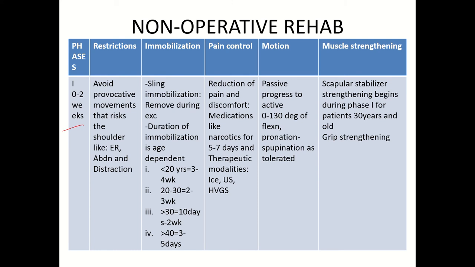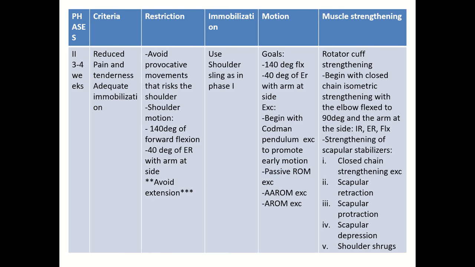Motion: passive progressing to active. First start with passive range of motion, then progress to active. In phase 1 you have to attain 0 to 130 degrees of flexion. Pronation and supination of the forearm as tolerated. No other motion is to be carried out in phase 1. Muscle strengthening protocol: scapular stabilizer strengthening is begun during phase 1 for a patient who is 30 years old, and grip strengthening is also done.